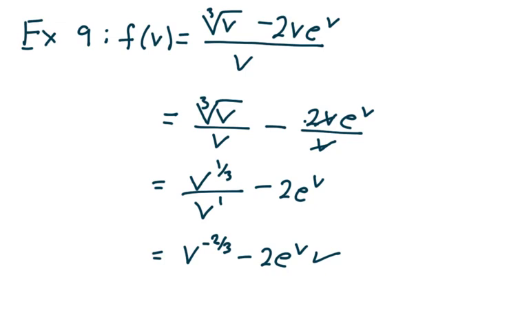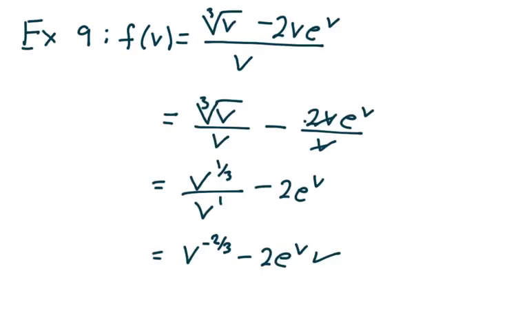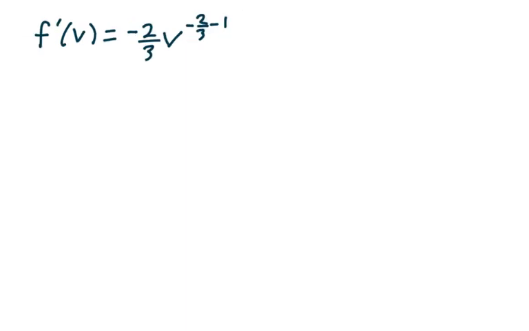So if we go back, f'(v) is -2/3 v, and it's going to be -2/3 minus 1 for the exponent. Negative 2/3 minus 1, okay? And then I'm going to subtract 2 times the derivative of e^v, which is e^v. So it'll look like that.